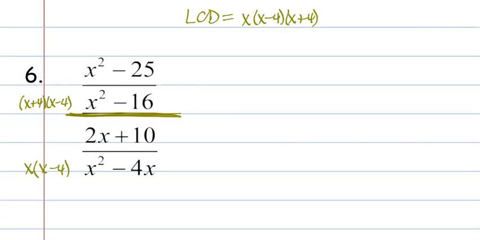Okay, I'm going to stop partway through just to make sure that you had the LCD right. What you want is x times x minus 4 times x plus 4. They have x minus 4 in common, so you only have to write that once. But you need each of the factors in the LCD. Okay, go ahead, pause it and try again.